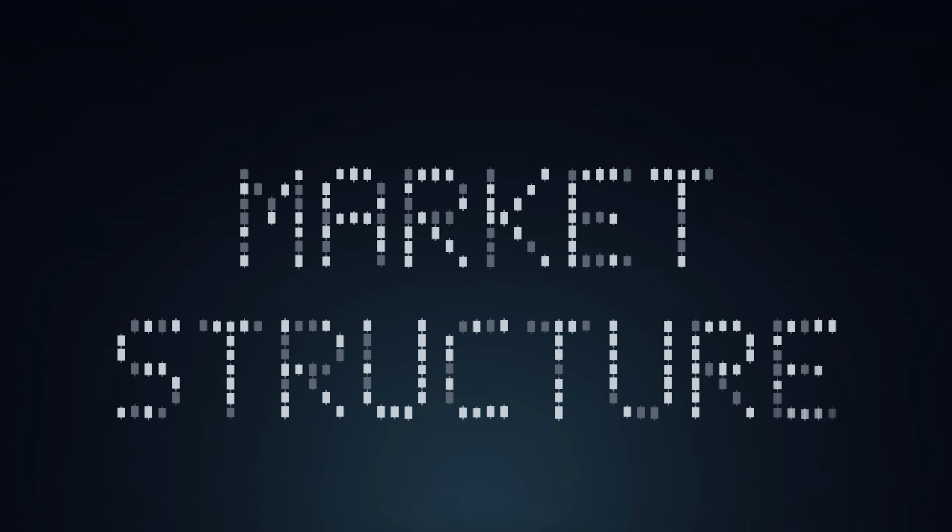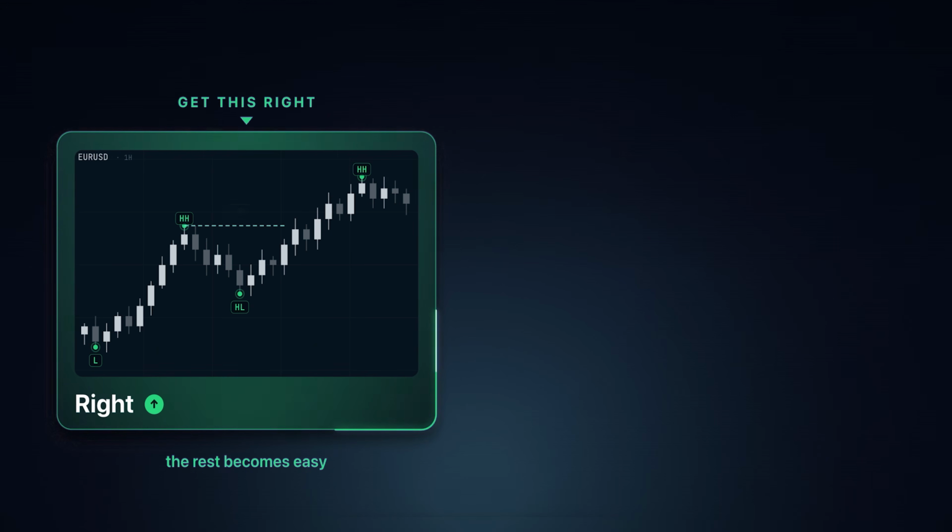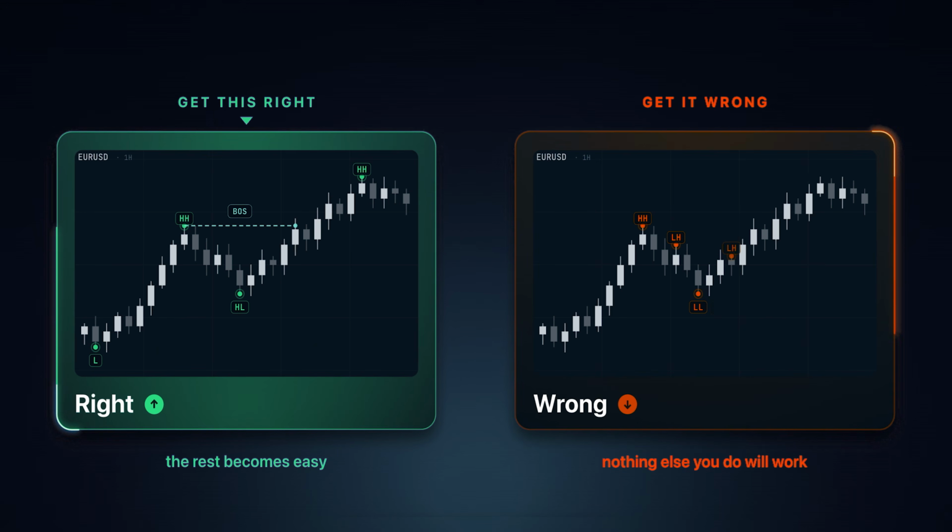If you truly want to master trading, there is one thing you have to get right before anything else, and that is market structure. Because market structure is the foundation of everything. Every decision at the chart is built on top of it. Get this right, and the rest becomes easy. Get it wrong, and nothing else that you do will work.